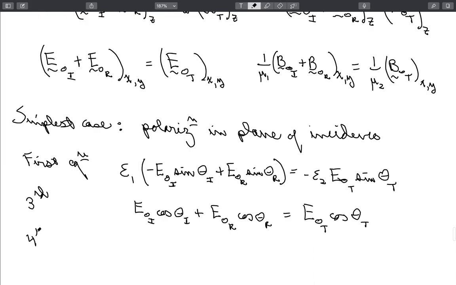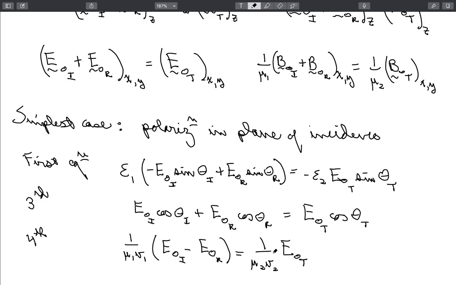And the fourth equation, this one here, again gives me the non-trivial condition that 1 over mu1 v1, because you remember the magnetic field amplitude is 1 over v times the electric field amplitude, and now I've got E0i minus E reflected. This is equal to 1 over mu2 v2 with the transmitted electric field. So E over v, once again, is the magnetic field amplitude. So that's just this one here.